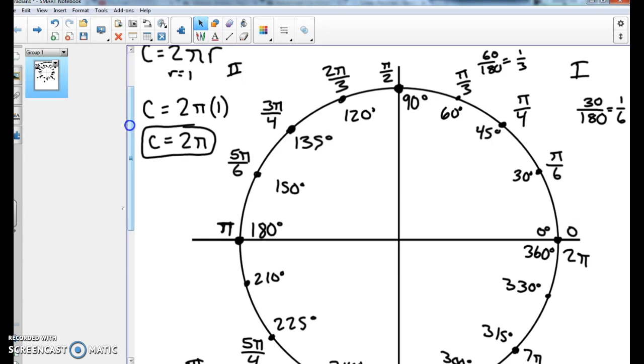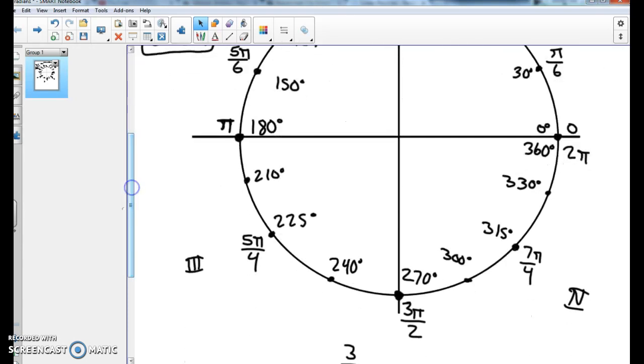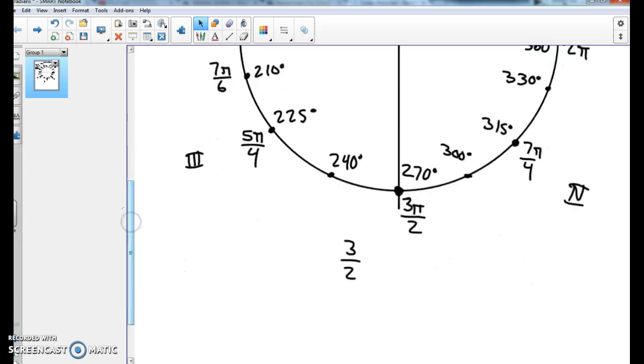Okay. Let's keep going. 210 degrees. This is 7 pi over 6. 240 degrees. 4 pi over 3. 300 degrees. 5 pi over 3. And 330 degrees is 11 pi over 6.